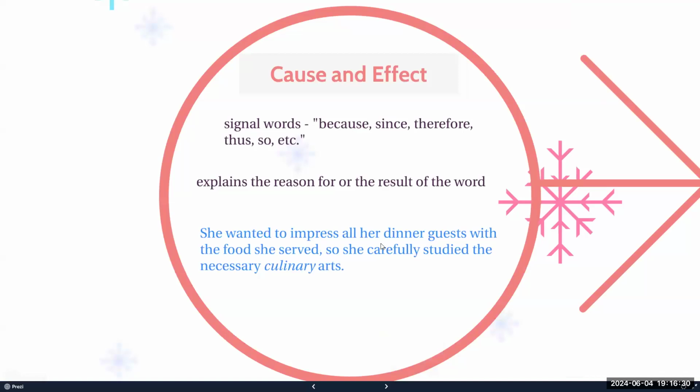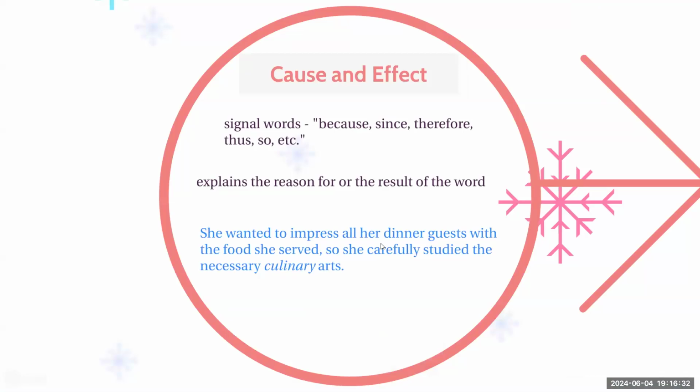All right. And the last one that we have is cause and effect. So something causes another thing to happen. Cause and effect context clues are clues where the meaning of an unfamiliar word is determined by understanding the reason for the result of the word. So we use words like because, since, therefore, thus, so, and similar terms to introduce something.